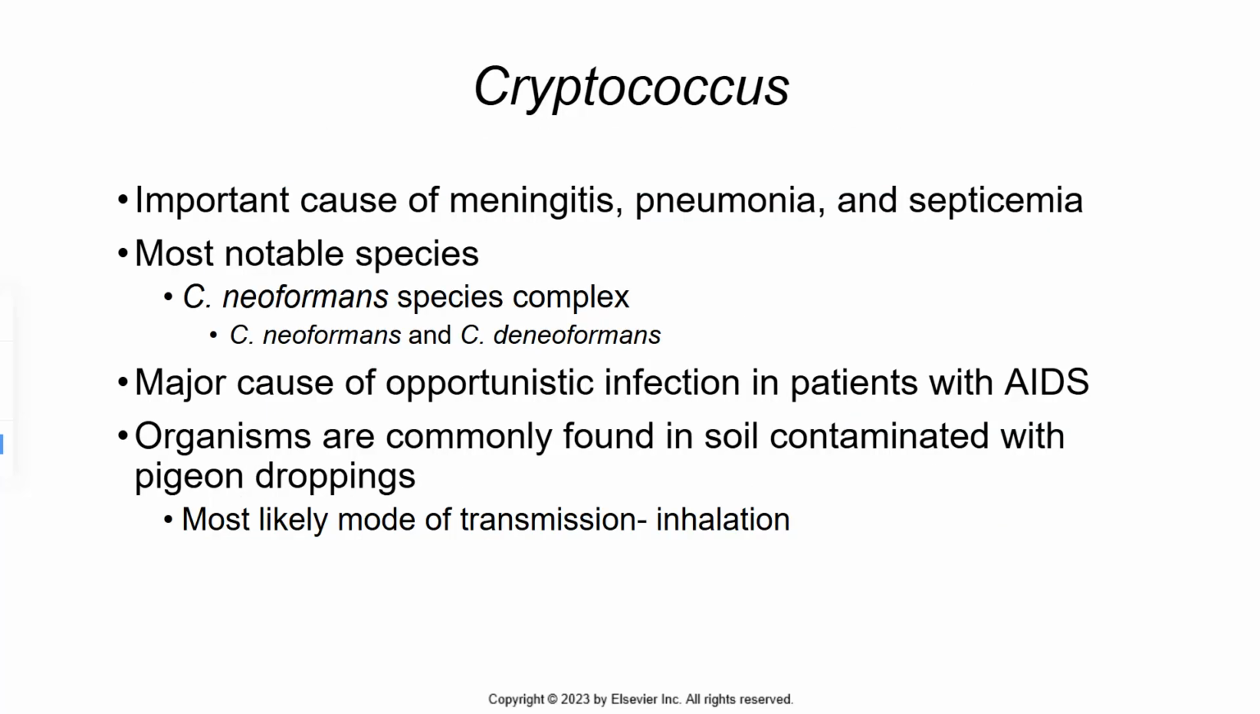Moving on to Cryptococcus. So this is an important cause of meningitis, pneumonia, and septicemia. Most notable species is Cryptococcus neoformans, which consists of C. neoformans and C. gattii. Major cause of opportunistic infection in patients with AIDS. Organisms are commonly found in soil contaminated with pigeon droppings. Most likely mode of transmission would be inhalation.